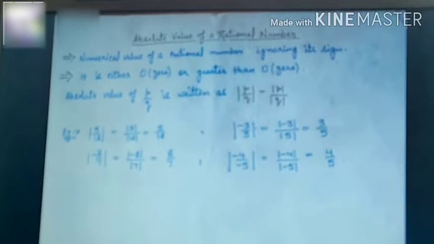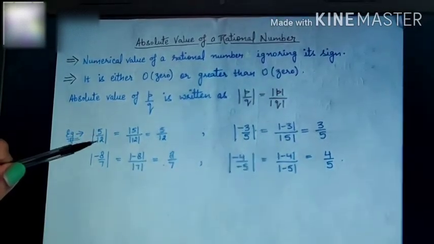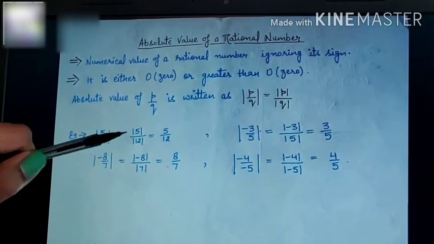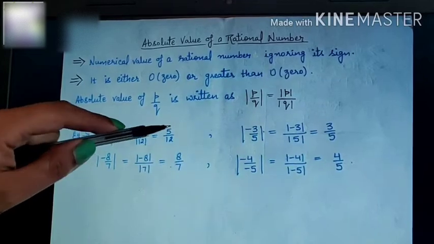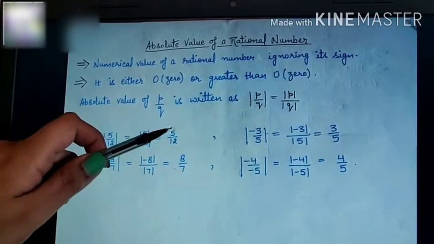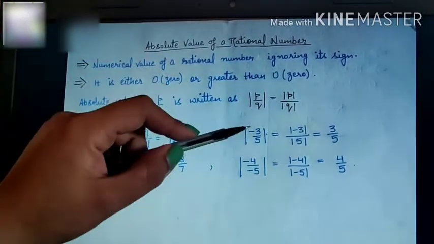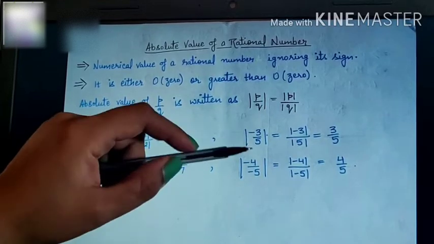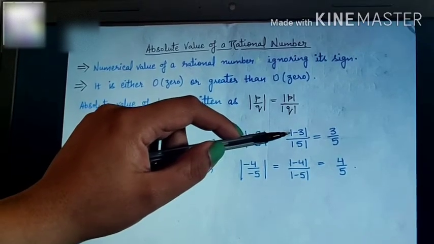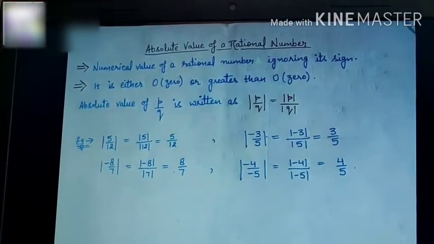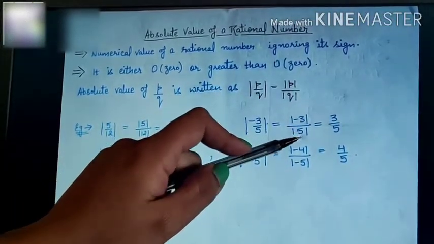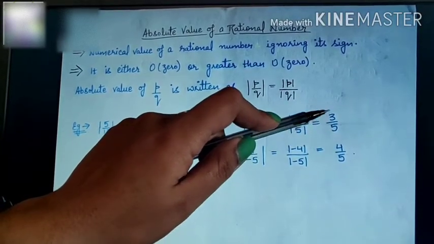See with the help of an example, absolute value of 5 upon 12. That means mod of 5 by 12. It is equal to mod of 5 upon mod of 12. Now 5 is positive, so we keep it as it is. 12 is also positive, we keep it as it is. So the absolute value is 5 upon 12. See the next example. Absolute value of minus 3 by 5. It is equal to mod minus 3 upon mod 5. Now mod minus 3. We ignore the sign. We will not put any negative sign. So we remove the minus sign here. It becomes 3. 5 is already positive. We keep it as it is, 5. So it is 3 upon 5.